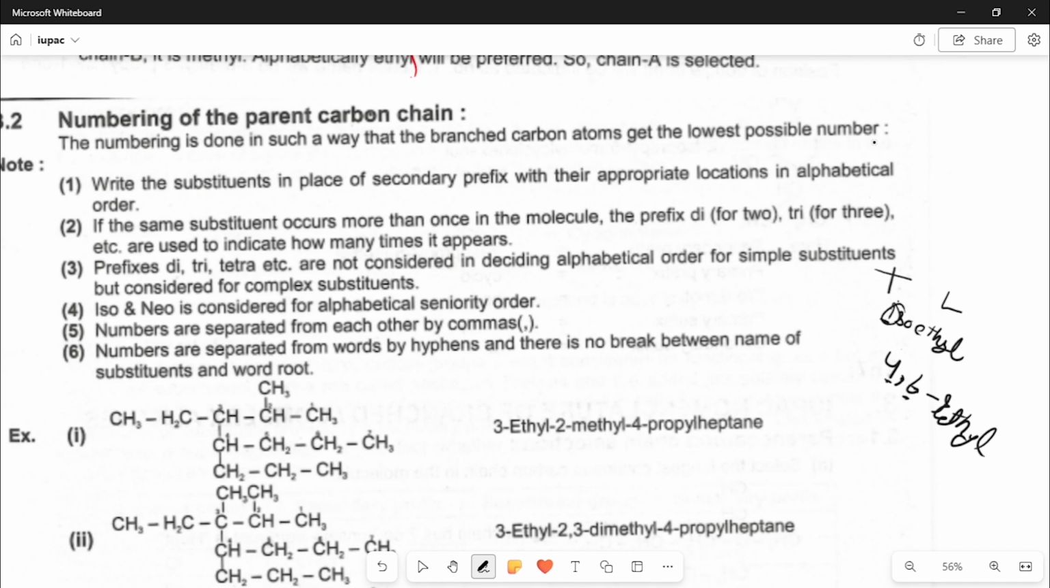Numbers are separated from words by hyphens, and there is no break between the name of the substituent and the word root. So we're going to use these hyphens. We're not going to leave a blank space. A blank space is not appropriate. It's the rule. You cannot use an empty space. So for here, let's do this one. First, according to the rule, we will count the highest number of carbon chain. Then we will see the most number of substituents. Then we will see alphabetical order.